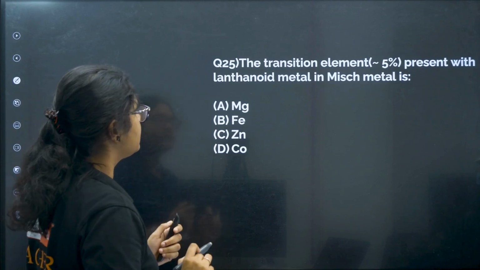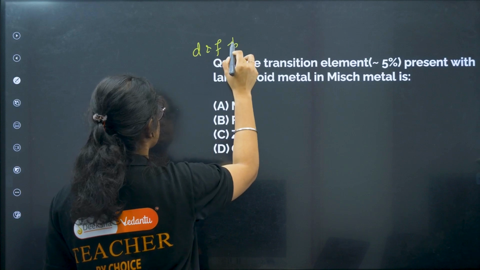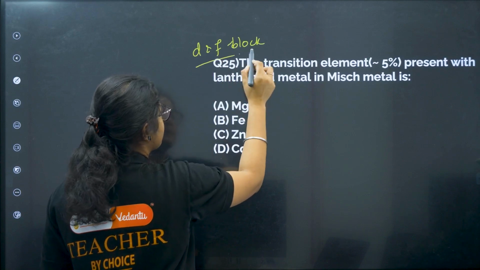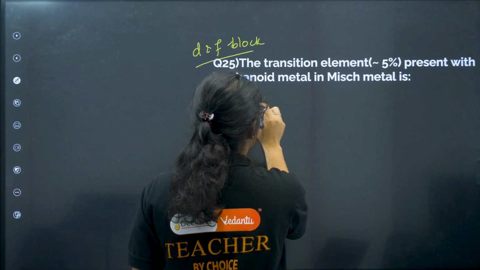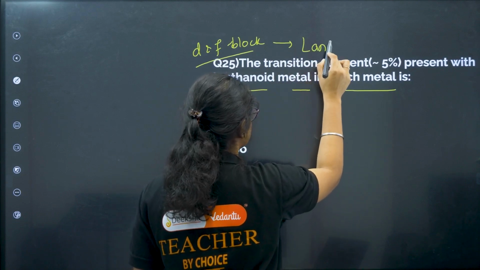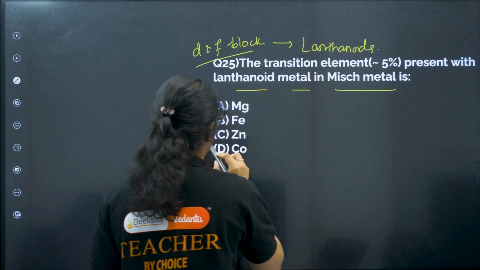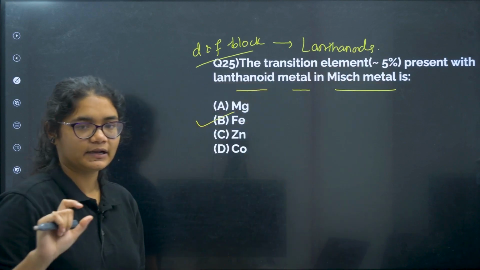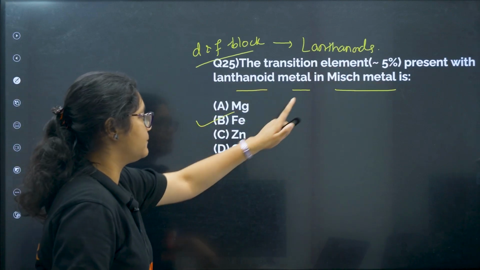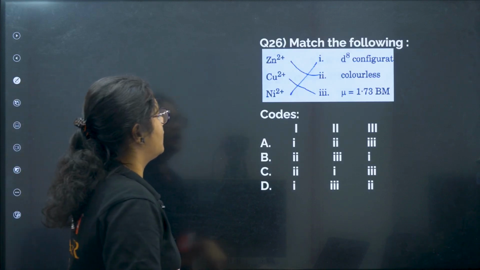Now coming to the 19th question, from your d and f block. The transition element present with lanthanide metals in mischmetal. So d block, lanthanoids. This one is your iron, right? You know mischmetal composition, 5%. Very important question, this one. Now coming to the next question.